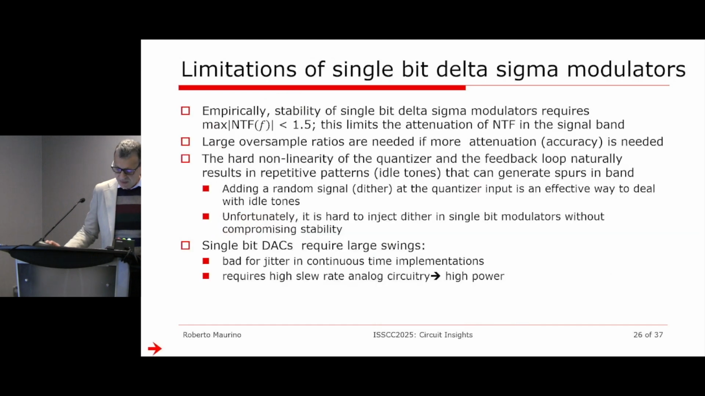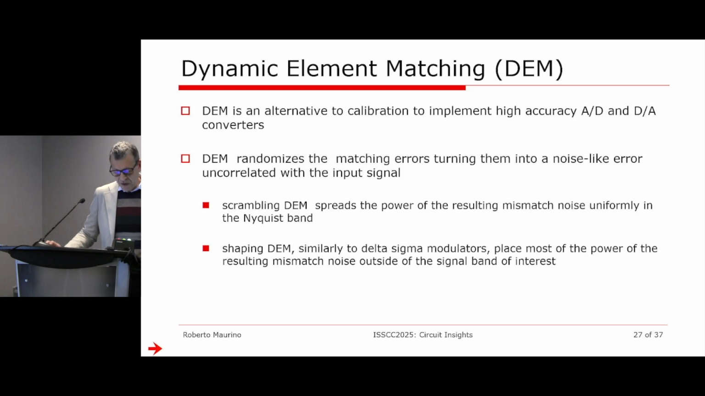There are a number of reasons why, and especially power, I would say, that have pushed people to move away from single bit modulators and start to think about using multi-bit. And now again, you have the problem that the DAC might not be linear. You have to deal with a mismatch error. So I think this is really how these dynamic element matching schemes started to be looked at as an alternative to calibration again.